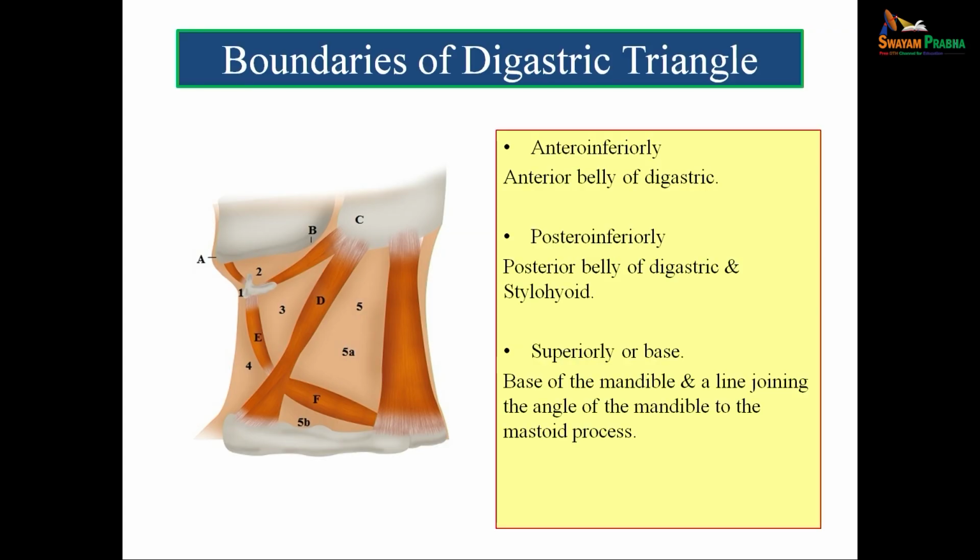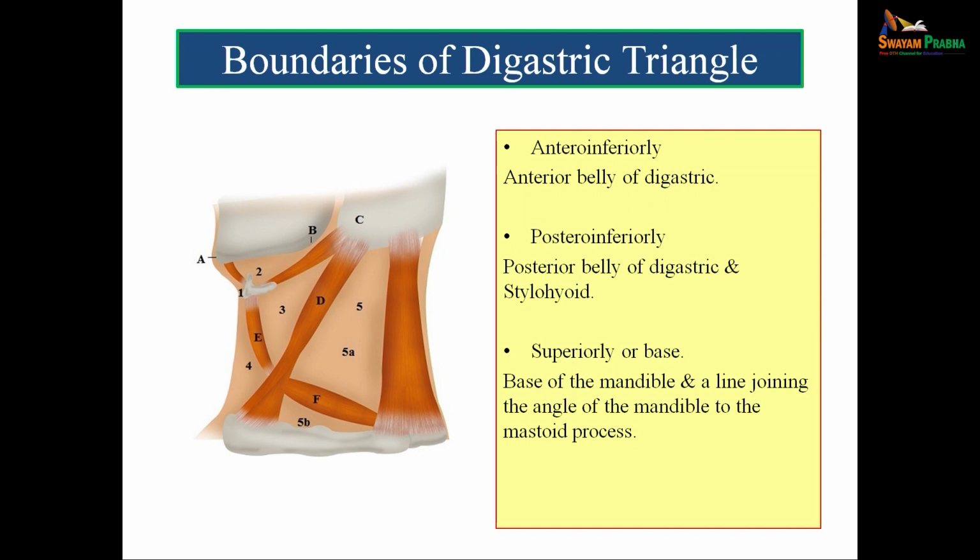So, 1 is representing the submental triangle, 2 is representing the digastric triangle, A is representing the mentum or the chin, B is representing the angle of mandible, while C is representing the mastoid process. So, 2 triangles so far we have done.